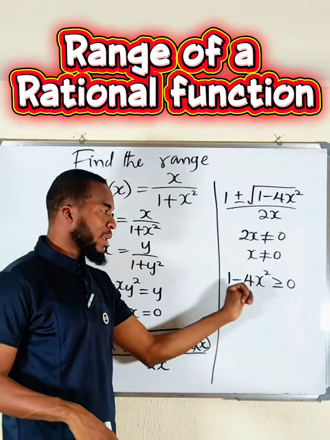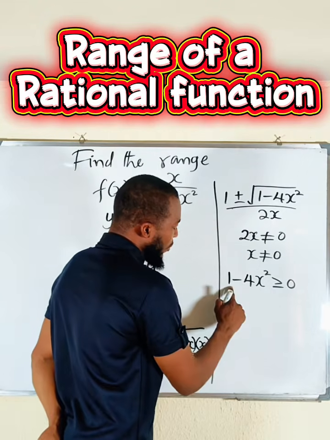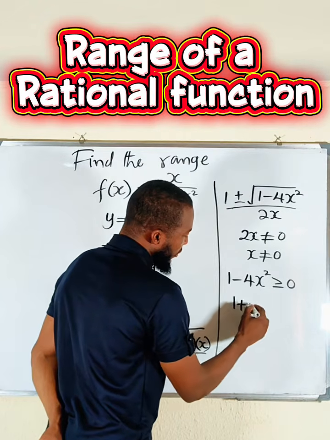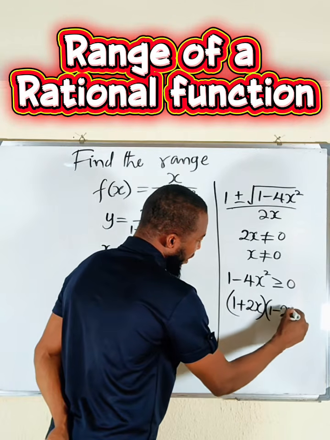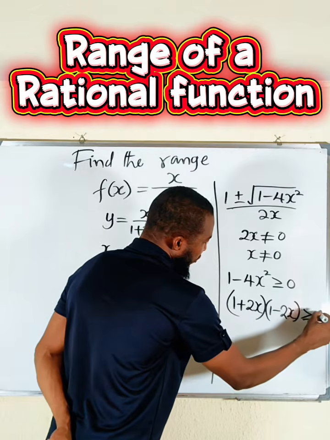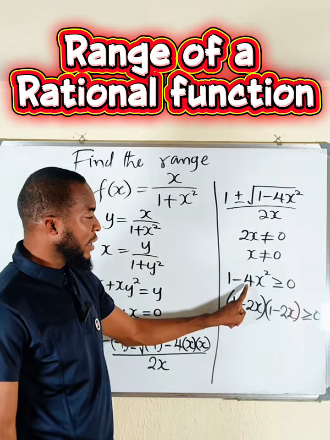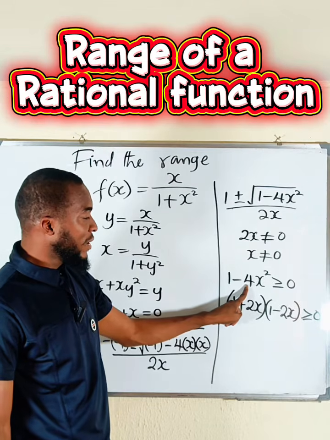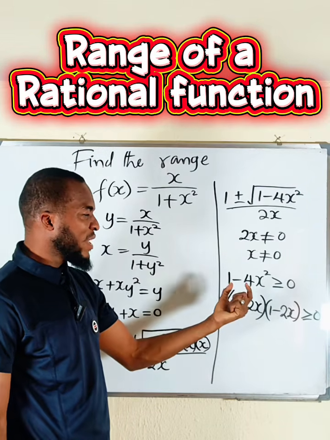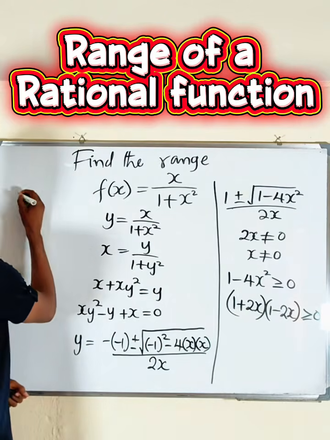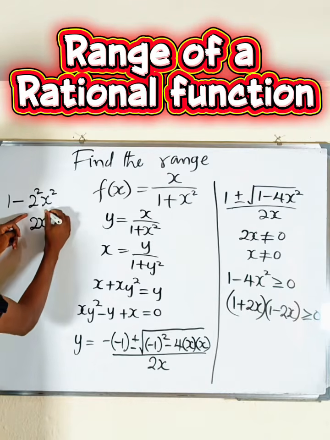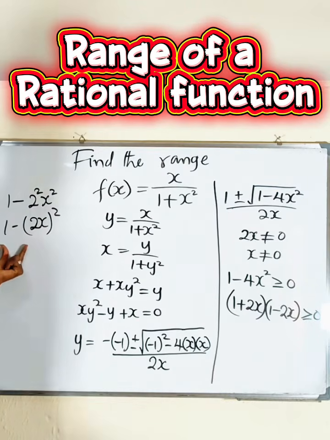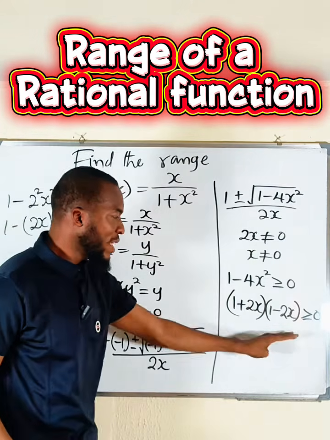Let's just finish. We can factorize this as 1 plus 2x multiplied by 1 minus 2x greater or equal to 0. Why? Because remember, 4 is the same thing as 2 squared. And 2 squared x squared is the same thing as 2x all squared. Let me do it here for you. 1 minus 2 squared x squared. So you can merge them with a power of 2. And this is difference of 2 squares. You take 1 plus this times 1 minus this. That is what we have here.